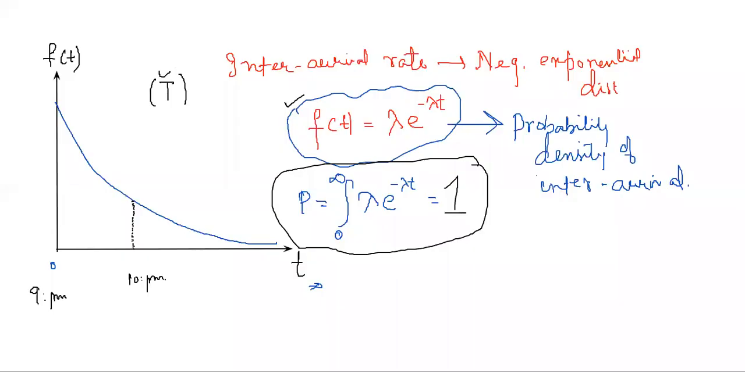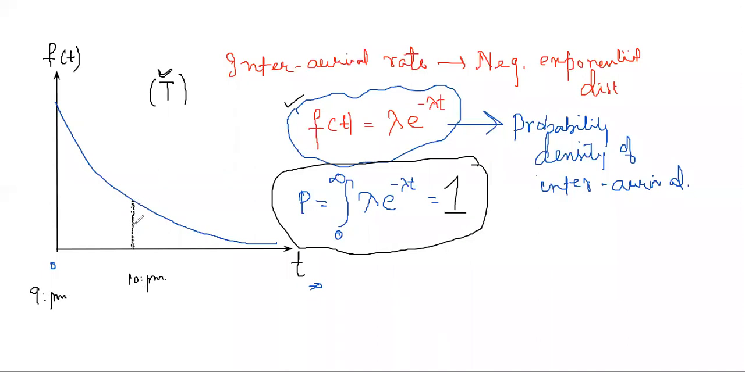So I was talking about this. This T is the inter-arrival rate. Inter-arrival rate means the time between two successive arrivals, or we can say after how much time a new customer arrives. A customer has arrived, now after how much time will a new customer arrive? Suppose this time is 9 p.m. and this time is 10 p.m.